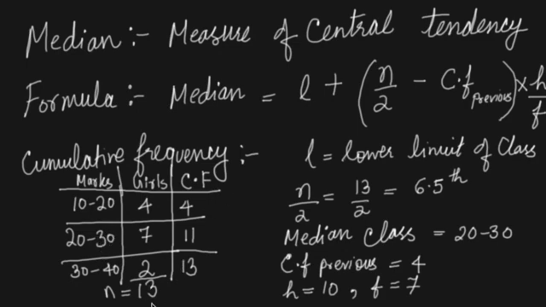N is the number of girls, which is the total of the frequencies, right? CF is your cumulative frequency, which is 4, 11 and 13. H is the height of the interval. So H is nothing but the difference between 30 and 20, and that is 10. That is called the height of the interval. If this was 200 to 300, we would have said it as 100.